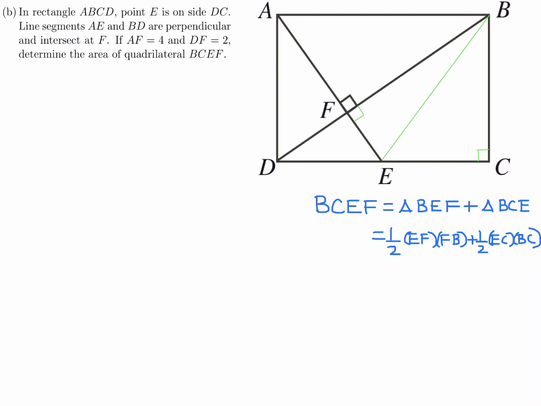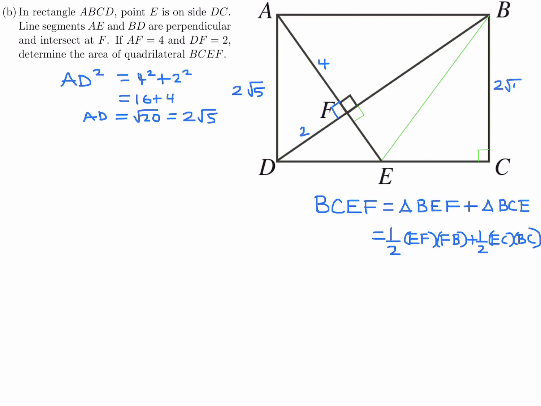Well, let's label the only thing they give us, that AF is 4 and DF is 2. Now, since this is a right angle, I can quickly figure out AD with Pythagoras. AD squared is 4 squared plus 2 squared, which is 16 plus 4, and therefore AD is root 20. And root 20, if you want, you can write it as 2 root 5. So that means this is 2 root 5 right here. Now, it's a rectangle, so that means BC is 2 root 5. So in this equation, I've got 4 things I have to figure out, and one of them I just quickly figured out, which was BC. It's 2 root 5.